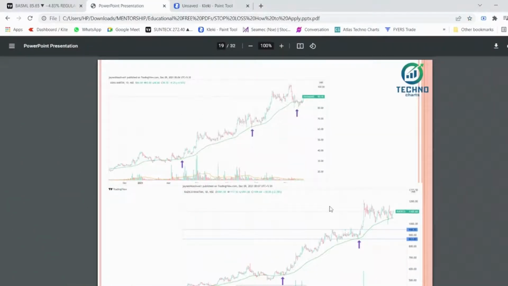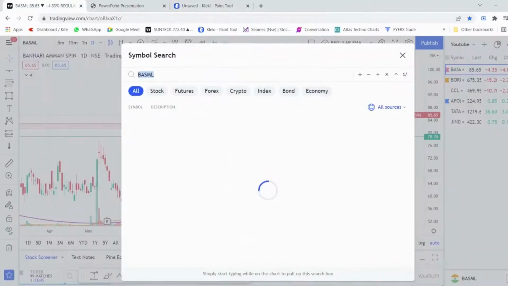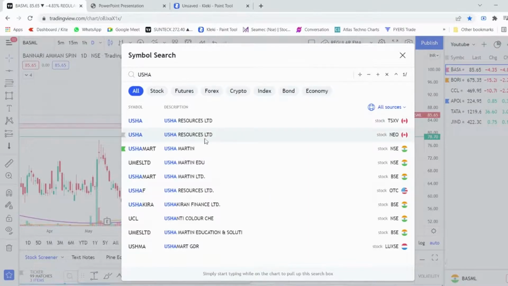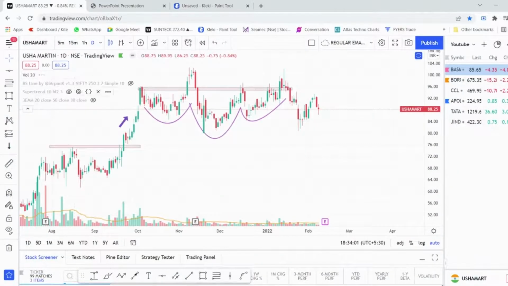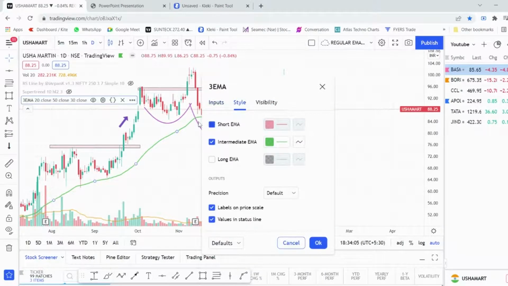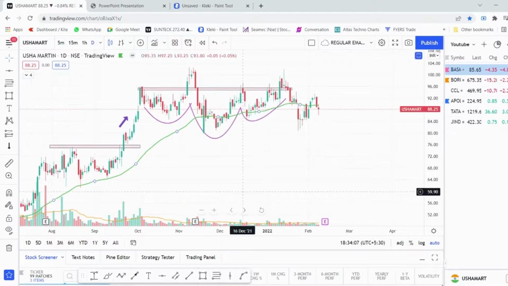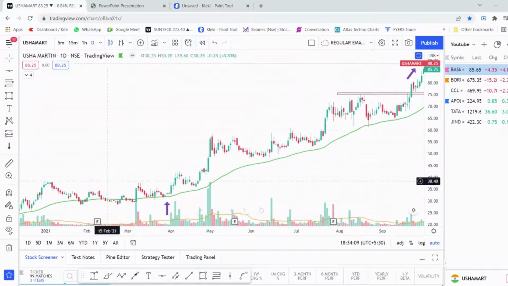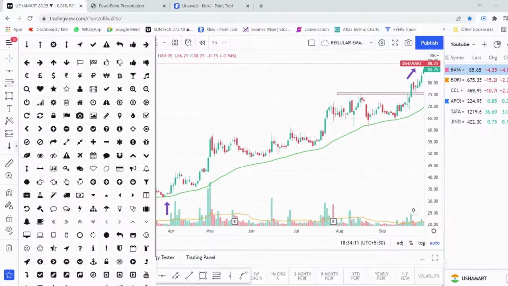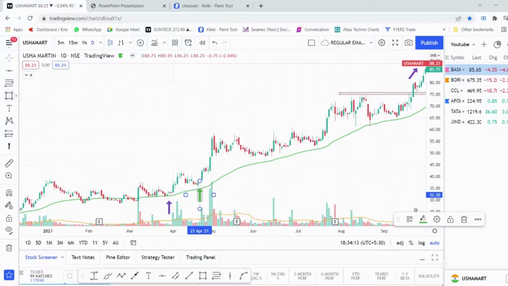Now we can see some examples of the 50 MA where the stock trading above the 50 MA took multiple supports on the 50 MA. For example, if we take the chart of Usha Martin and apply the moving averages simply in the chart, the 50 MA, we can see how the stock was taking support multiple times on the 50 MA. This is how you can trail your stop losses as soon as the stock is moving up.